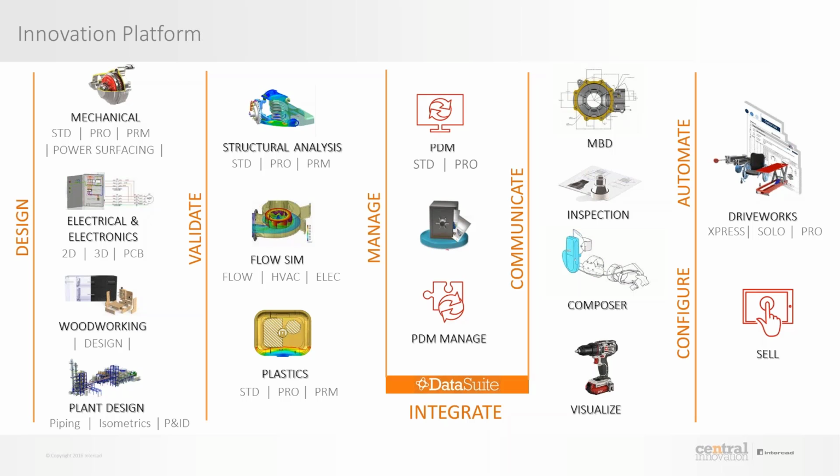Now, once you've got your SolidWorks designs in place, you have solutions to basically validate these designs. You can test them for finite element analysis, structural analysis. If your products involve a flow of fluids, you can simulate the flow using FlowSim. Again, there are different modules inside that for HVAC, for electrical control and cooling, as well as for plastic injection molding. So depending on your business, you can venture into any of these validation tools that are available.